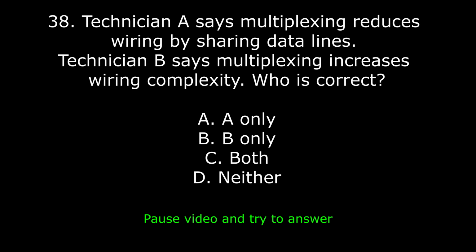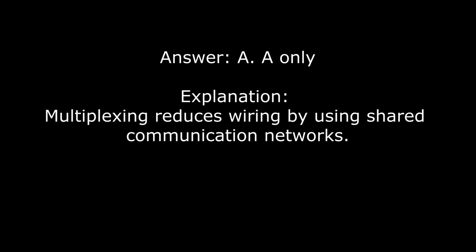38. Technician A says multiplexing reduces wiring by sharing data lines. Technician B says multiplexing increases wiring complexity. Who is correct? A only, B only, C both, D neither. Answer is A only. Explanation: multiplexing reduces wiring by using shared communication networks.